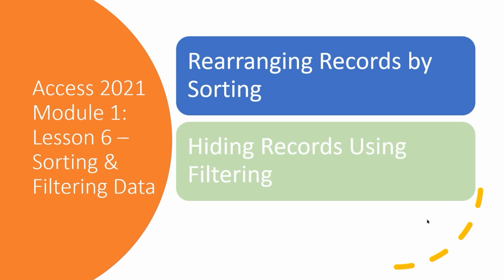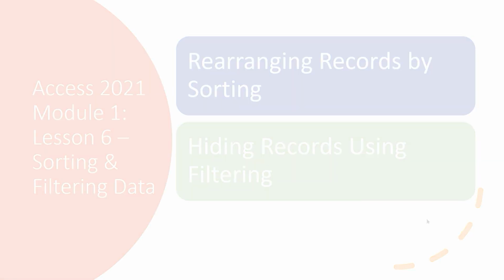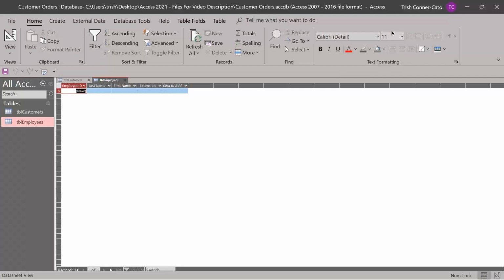After that, we'll learn how to sort and filter our table data in Access. Okay, so what we're going to do here is we'll close our customers table and we'll leave our employees table in Datasheet view. And we're going to enter just a couple of employee records here. I'll walk you through what they are.